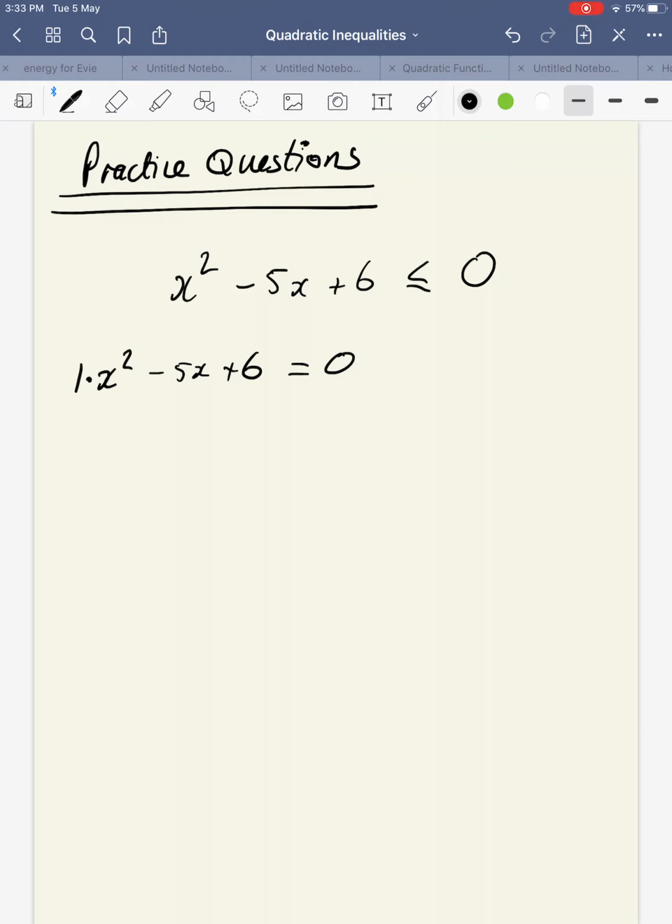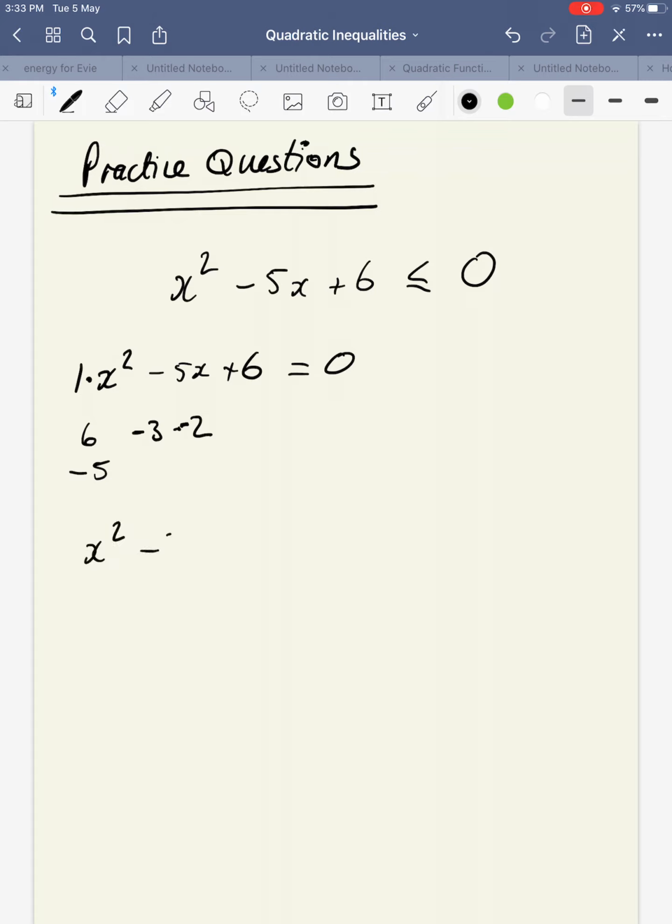So this is a 1 here, so it's 1 times 6, and we've got negative 5. So we split the middle term: two numbers multiplied to give 6 but add to give negative 5. So I think that's 3 times 2 is 6. Negative 3 times negative 2. Perfect. Negative 3 times negative 2 is positive 6. Negative 3 subtract 2 is negative 5.